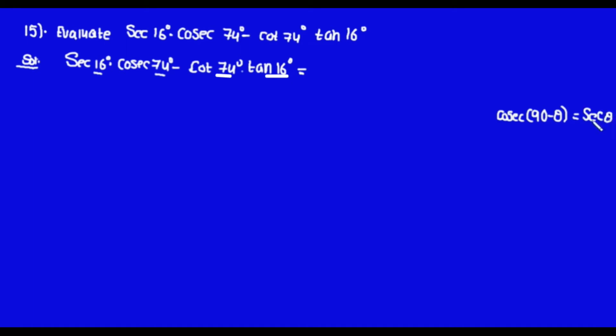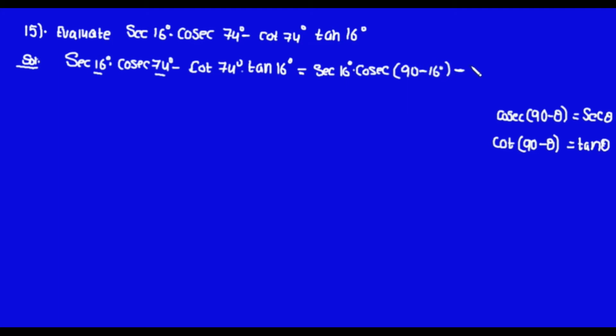We know that cosecant of 90 minus theta is equal to secant theta. Cot of 90 minus theta is equal to tan theta. So the given problem can be written as secant 16 degrees multiplied by cosecant of 90 degrees minus 16 degrees, because 74 degrees is equal to 90 minus 16, minus cot of 74 degrees can be written as cot 90 minus 16 degrees, the remaining tan 16 degrees.